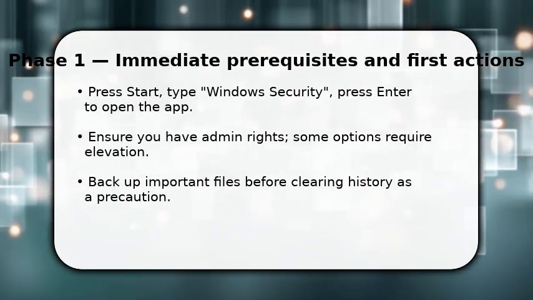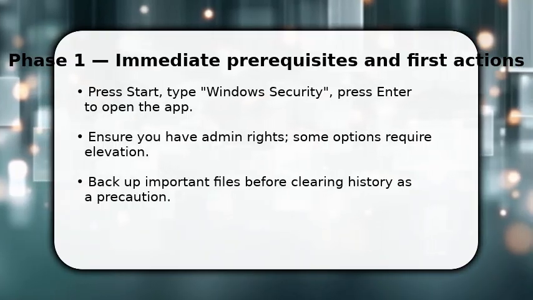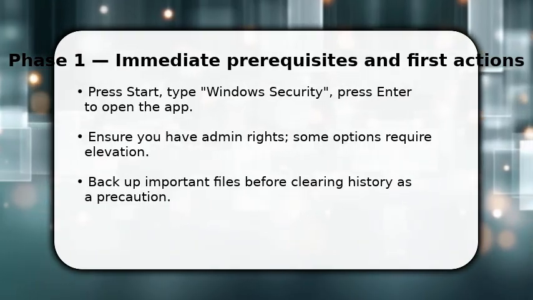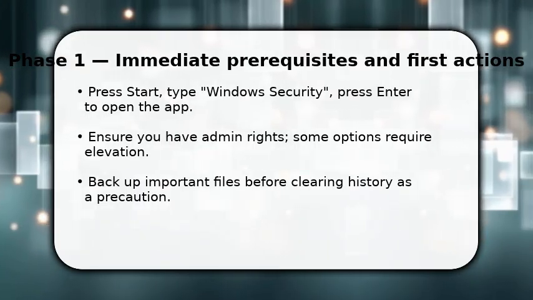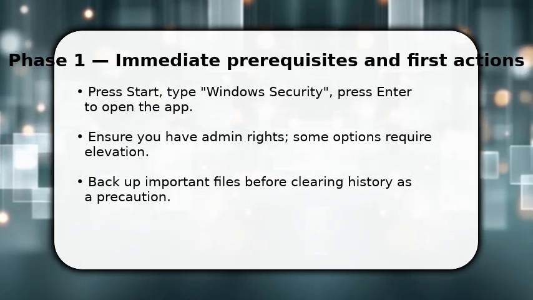Now navigate to Virus and Threat Protection. This is where protection history is stored. While you do this, understand the why. History holds records of detections and actions, useful for audits. But if you need to clear it, continue to the next step. Keep your backups ready in case you need to restore anything.